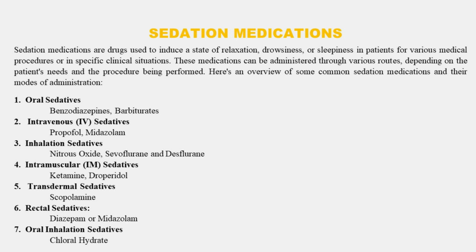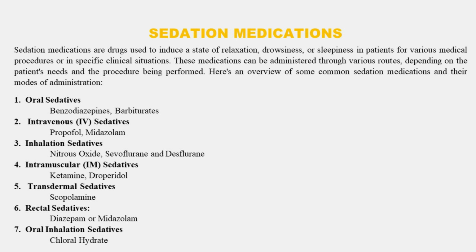Sedation medications. Explore the medications used for sedation, their mechanisms of action, and how they are chosen based on the procedure and patient's needs. Sedation medications are drugs used to induce a state of relaxation, drowsiness, or sleepiness in patients for various medical procedures or in specific clinical situations. These medications can be administered through various routes, depending on the patient's needs and the procedure being performed. Here's an overview of some common sedation medications and their modes of administration.